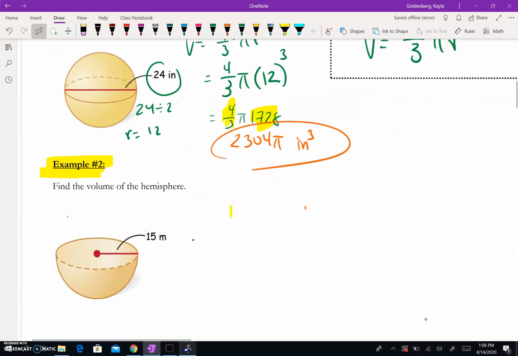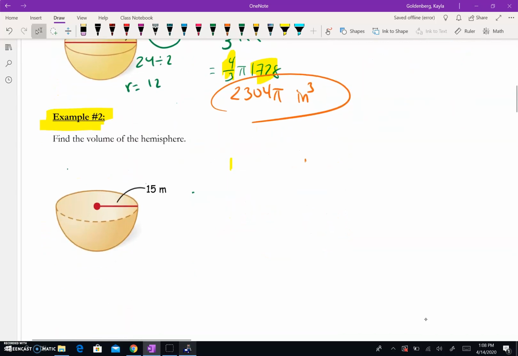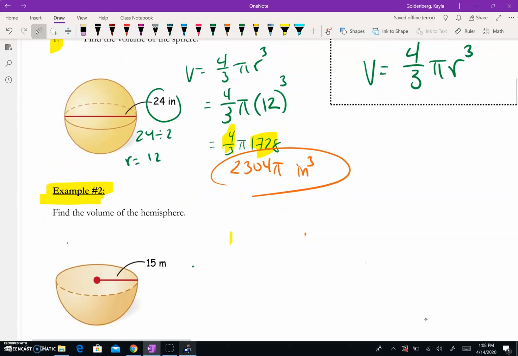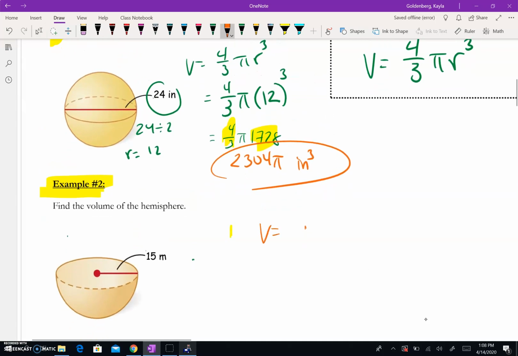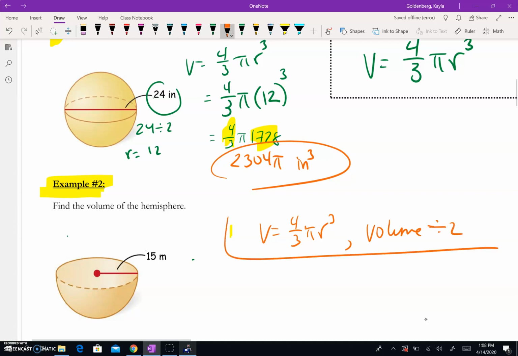Okay, so that's one example. Let's look at example 2, the volume of a hemisphere. I know that the volume of a sphere is 4/3 pi r cubed. So I'm going to take the volume, and then at the end, all I'm going to have to do is divide it in 2, because it's half of the sphere.